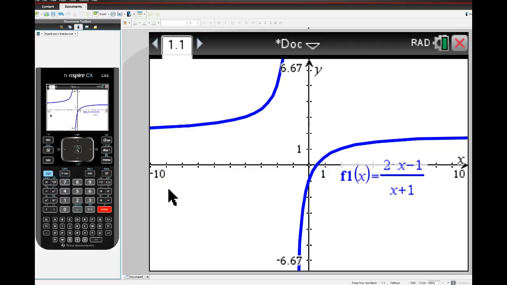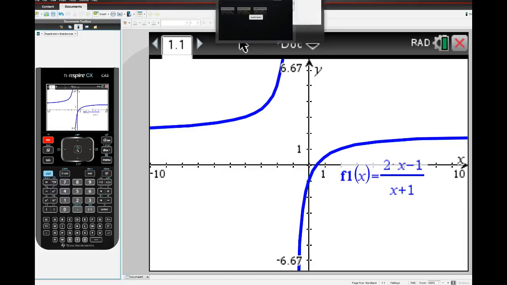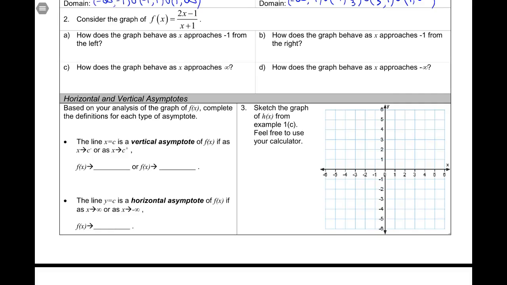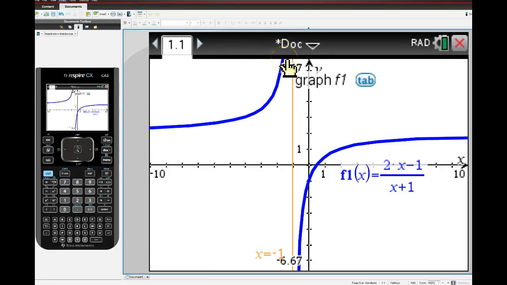So we're asked some questions about that graph. Take a mental picture of that. All right, let's take a look back at the questions we were asked about this graph. Here we go. How does the graph behave as x approaches -1 from the left? I've added the vertical line x equals -1. As we approach that line from the left, the function goes off towards infinity. So this is how we're going to document that.